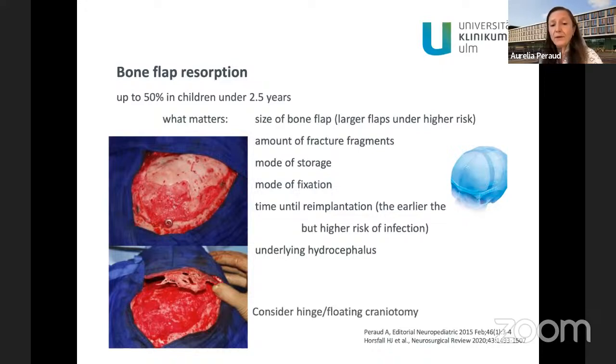So in kids, we should also always consider a floating craniotomy or a hinge craniotomy. You keep the bone flap in, either pediculated at the suture, or you just leave it on top of your decompression, so it might heal in as soon as the swelling goes down.